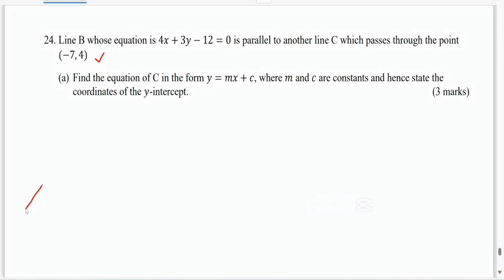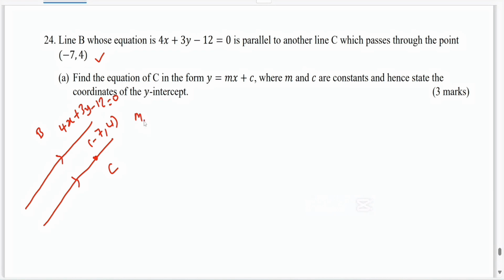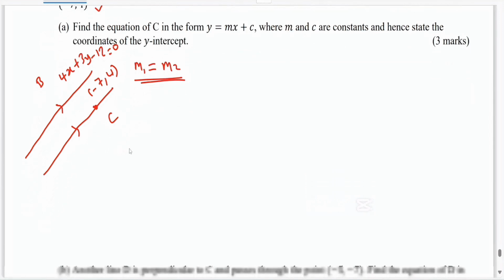So kuna line hapa, hii ni line B. So you have line B na line C. So line B equation yake tayari wajua ni 4x plus 3y minus 12 equal to 0. Na line C huna equation wala huna gradient. So maana ukauliza find the equation. But you know it passes through negative 7, 4. Sawa paka hapo. So the gradient for two parallel lines are equal. So always remember that. So let's first find the gradient for line B. Alafu tutaipa hiyo gradient kwa line C.